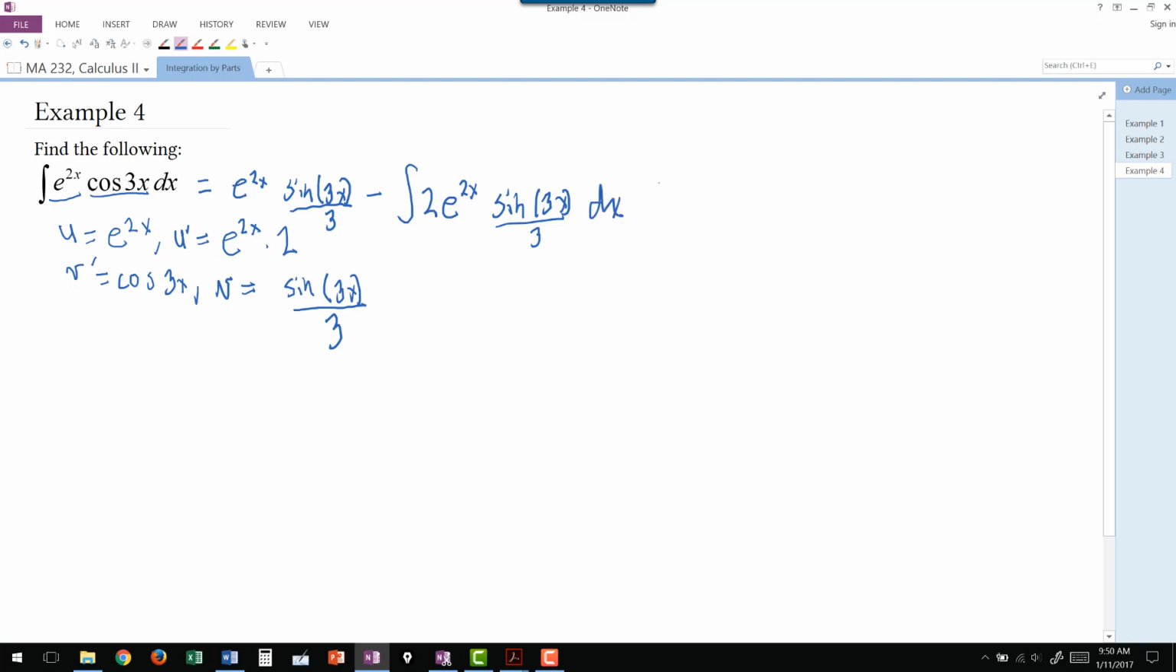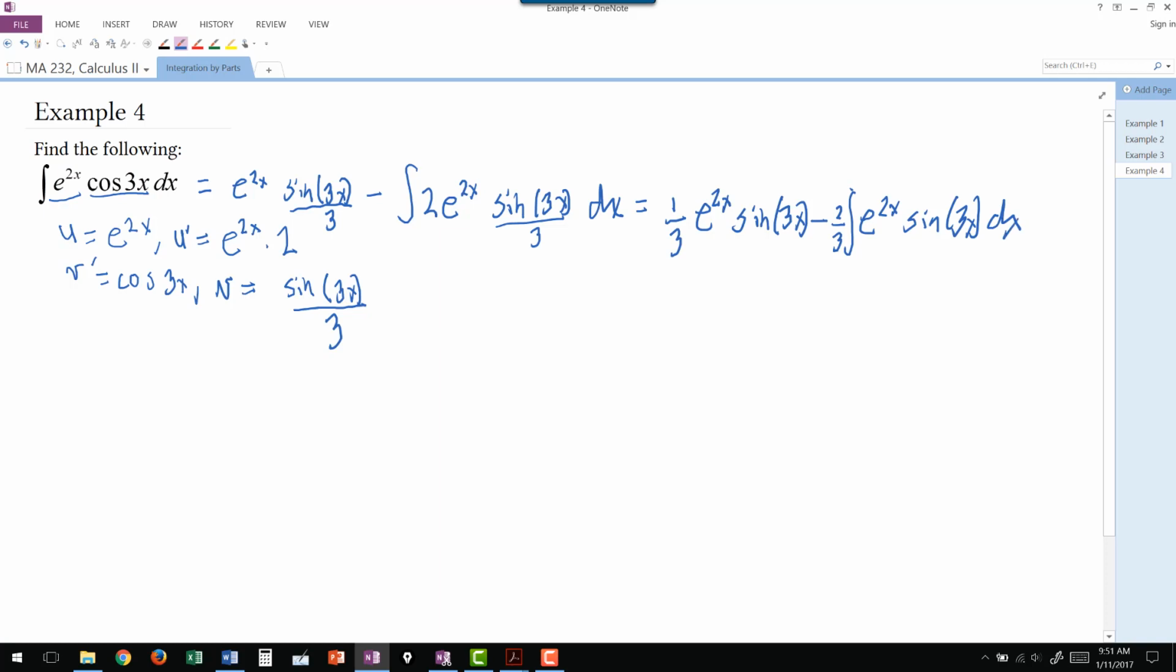So I have a couple of options here. One thing I can do is I can clean up the constants a little bit and get 1/3 e to the 2x times the sine of 3x minus the integral, where I've pulled the 2/3 out front. So that's going to leave me with an e to the 2x sine of 3x dx inside the integral.